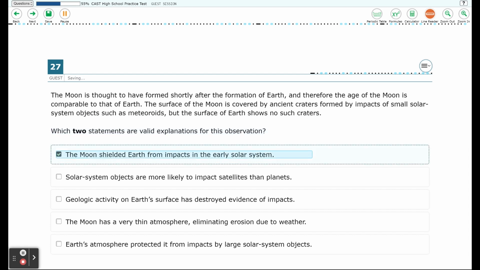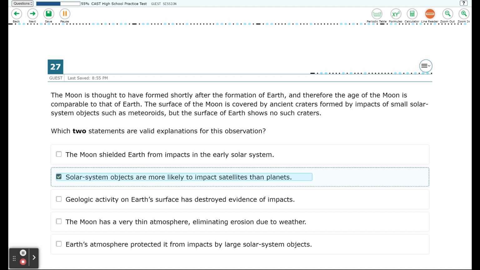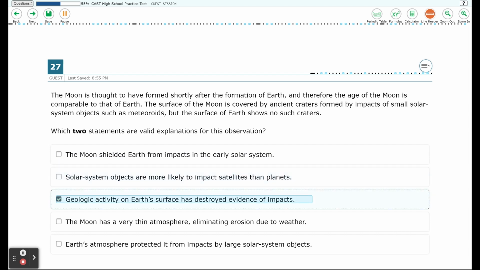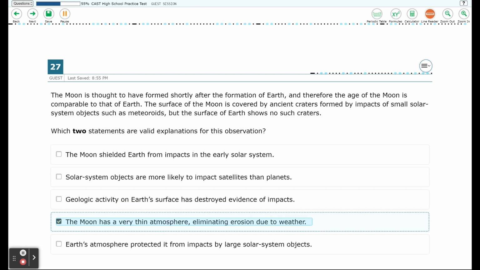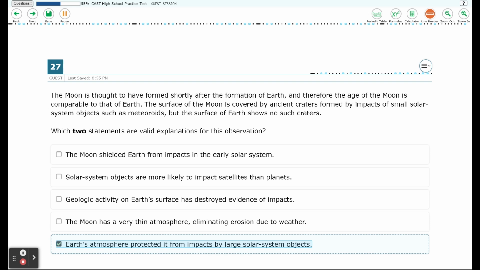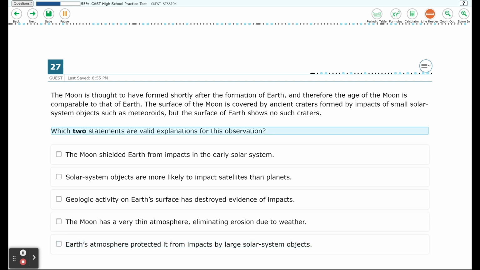The moon shielded Earth from impacts in the early solar system. Solar system objects are more likely to impact satellites than planets. Geologic activity on Earth's surface has destroyed evidence of impacts. The moon has a very thin atmosphere, eliminating erosion due to weather. Earth's atmosphere protected it from impacts by large solar system objects. So go ahead and choose the two statements that are valid for this observation.